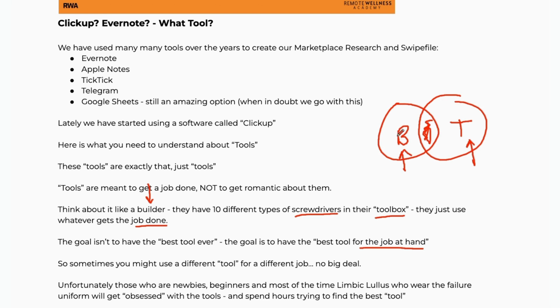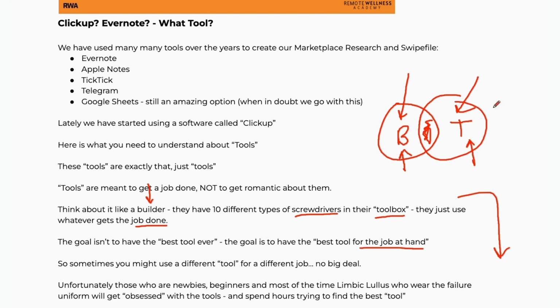And so ultimately, that is why it is such a unique decision around what tool is going to work best for you, okay? So we're still going to give you some recommendations, walk you through the tools that we like to use based off of our preferences and based off of the job at hand, which is building a swipe file in a marketplace, right?